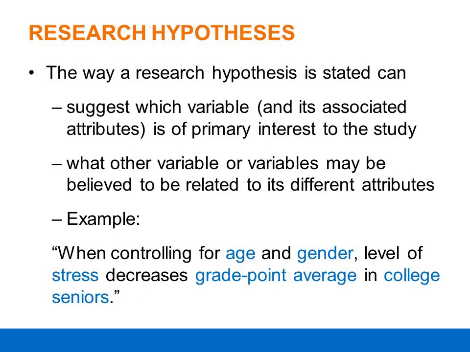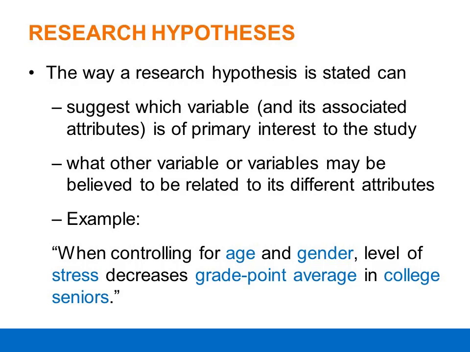The way our research hypothesis is stated can communicate much information. For example, it can suggest which variable is of primary interest in the study, and what other variables may be believed to be related to the attributes or values of the variables of interest. For example, a hypothesis might be stated as follows. When controlling for age and gender, level of stress decreases grade point average in college seniors.